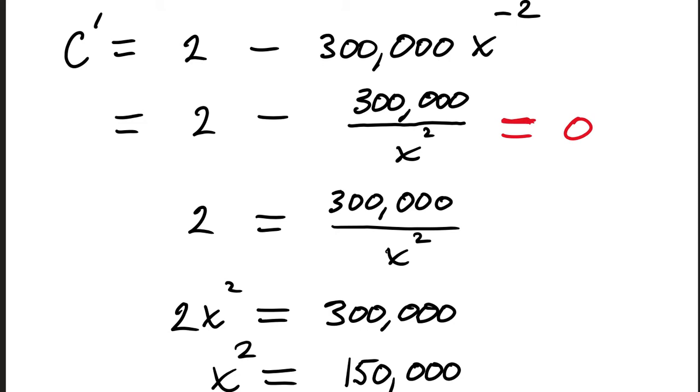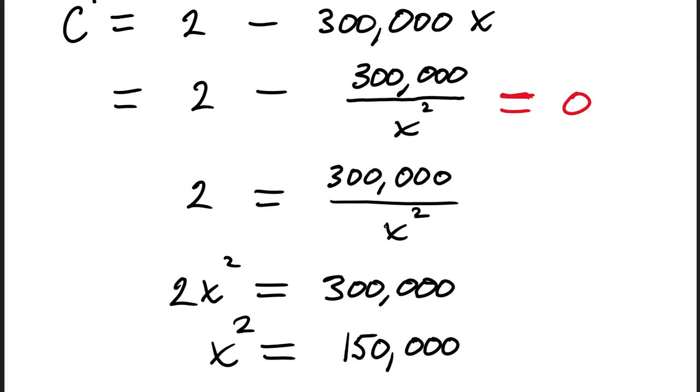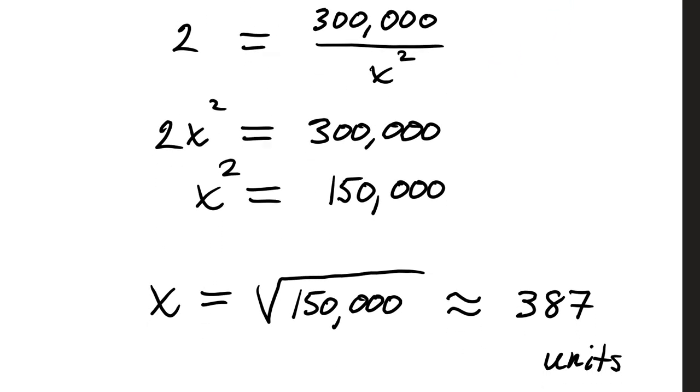Multiply both sides by your denominator. 2X squared equals 300,000. Divide both sides by 2. X squared equals 150,000. Take the square root of both sides, and you'll get X equals square root of 150,000, which is approximately 387 units.